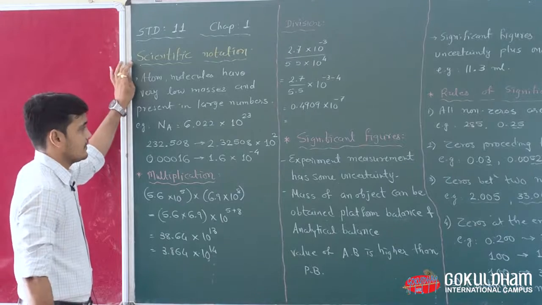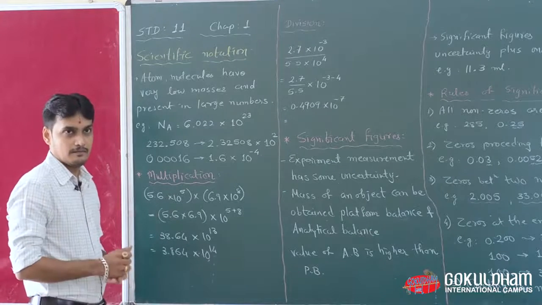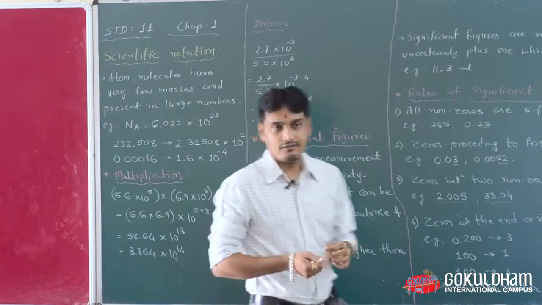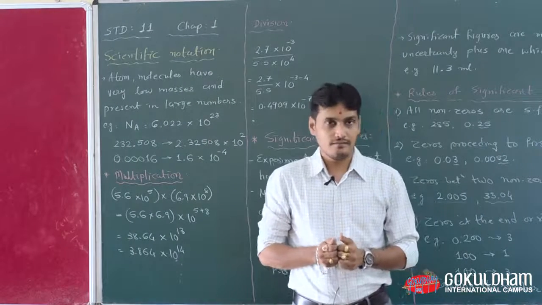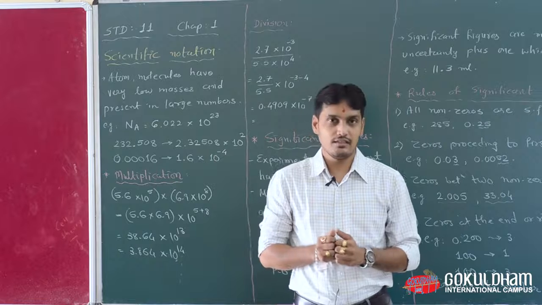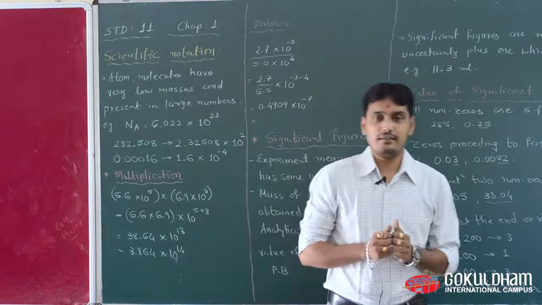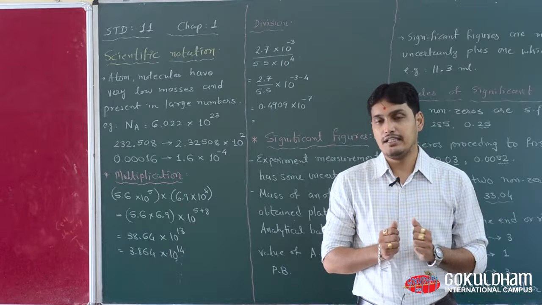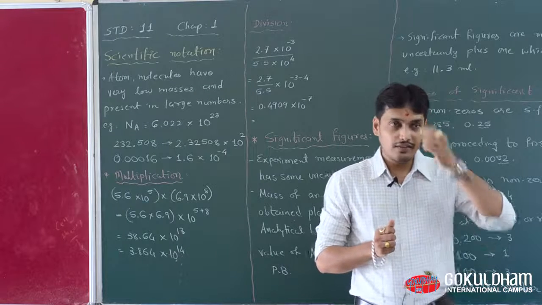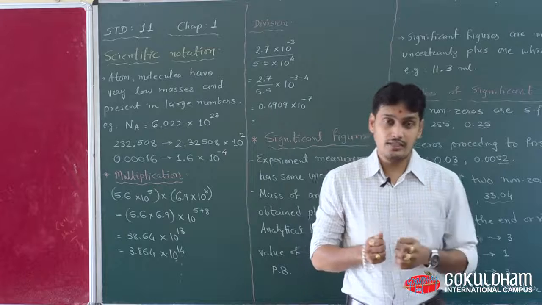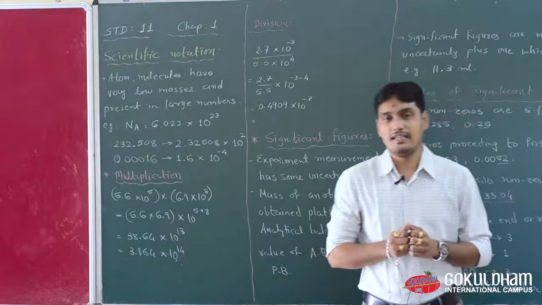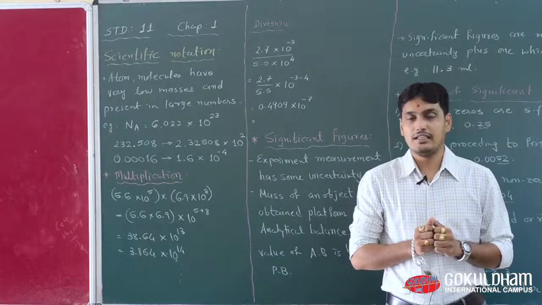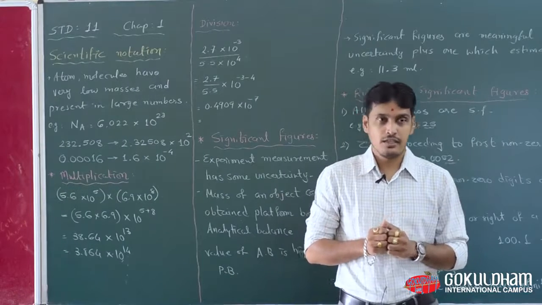Today we are going to discuss scientific notation and significant figures. First of all, what is scientific notation? When the values are very large in number and very awkward in nature, scientific notation helps us to write that value in an easy manner. One example is our atoms or molecules, which have very low mass, but are present in a very large number.